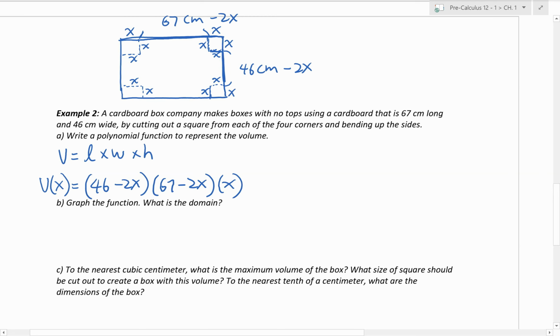Well, because we're cutting out things from the cardboard box, x has to be bigger than 0, right? There's no way x is less than 0, because we can't really cut negatives. So x has to be greater than 0. Okay, it cannot be equal to 0 either, otherwise it's not a box. So that's the minimum. Is there a maximum?